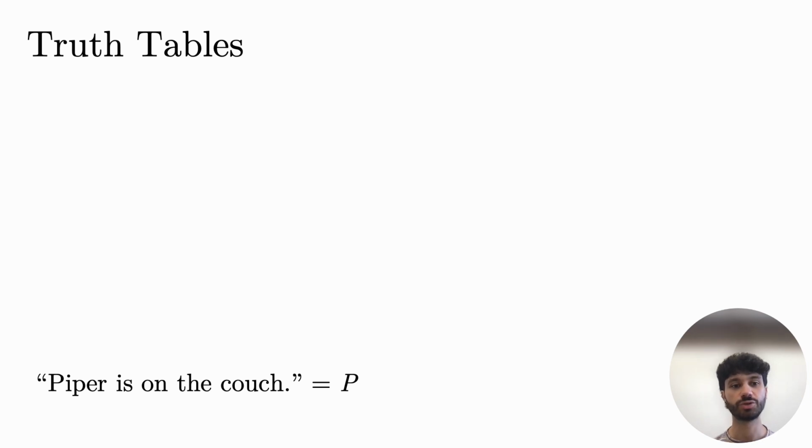So let's look at the truth statement of Piper's on the couch. What are the possibilities of truth value that this sentence might have, which we're going to just refer to as P from now on?